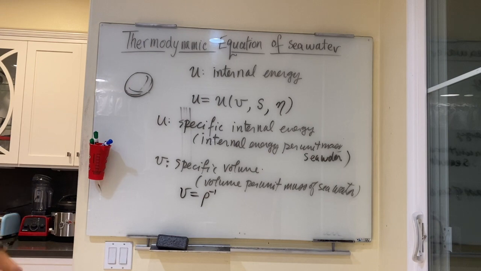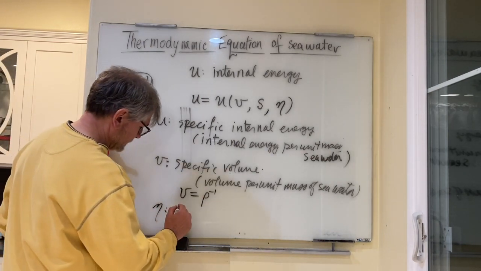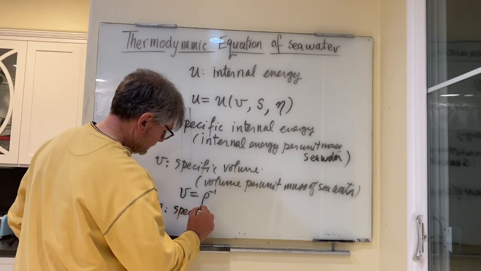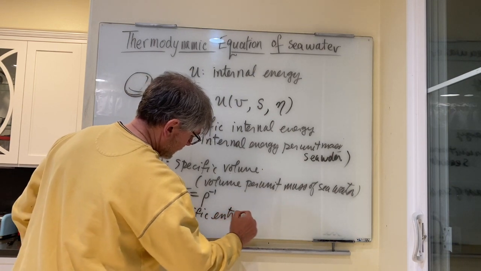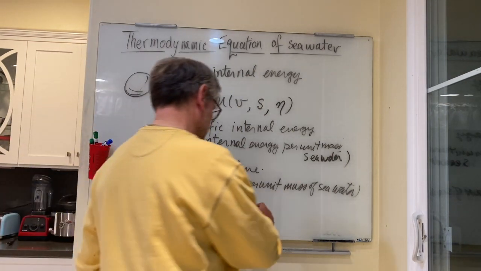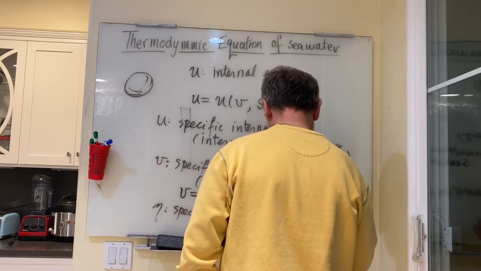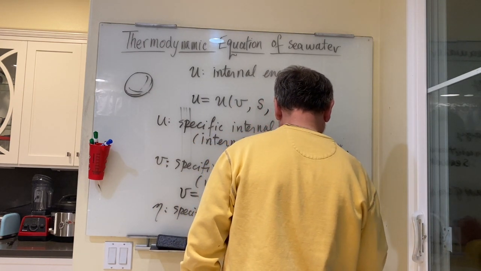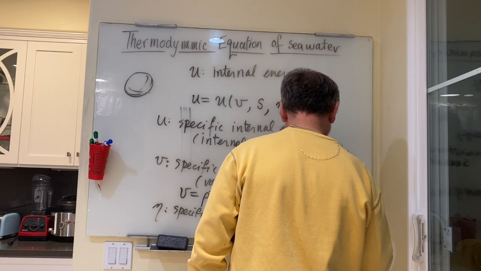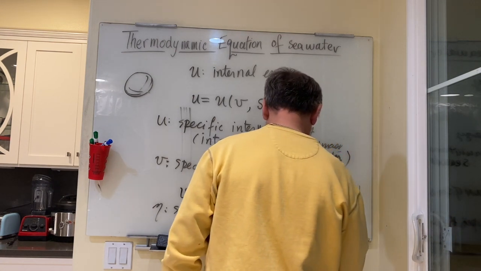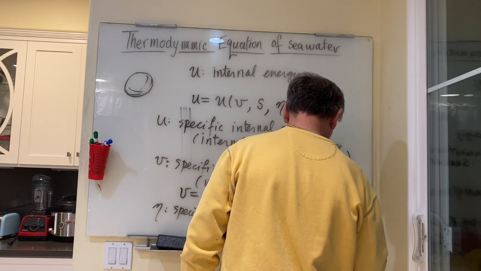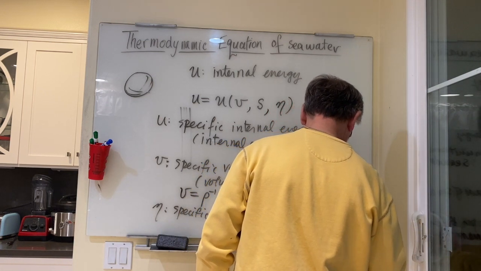And then the last one, eta, is the specific entropy. And you can think of that as the energy per Kelvin per unit mass of seawater.